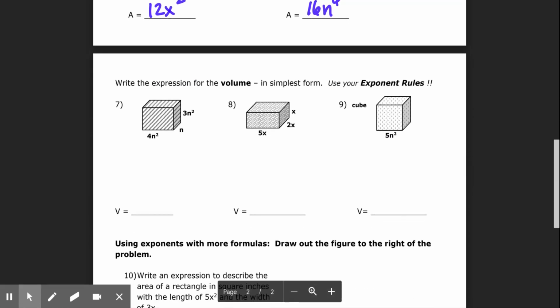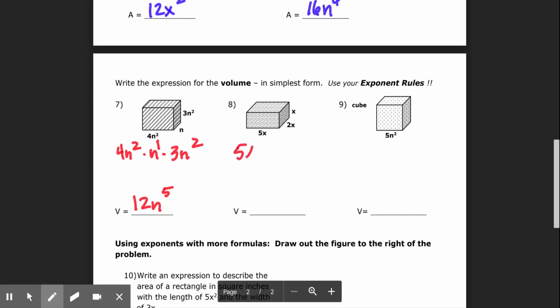All right. On 7 through 9, it says write the expression for the volume. So remember that the volume is length times width times height. So this is going to be 4n squared times n times 3n squared. So 4 times 3 is 12. N to the 2 plus 1 is 3 plus 2 is 5.